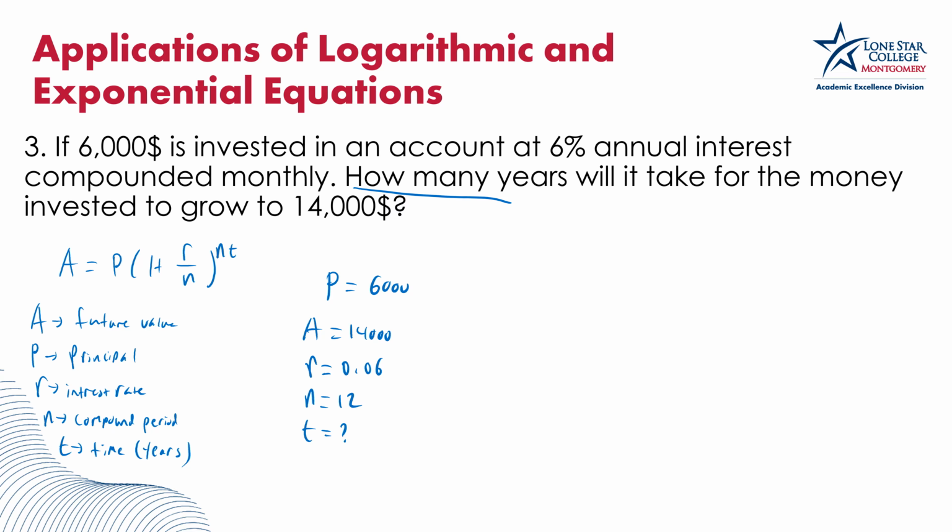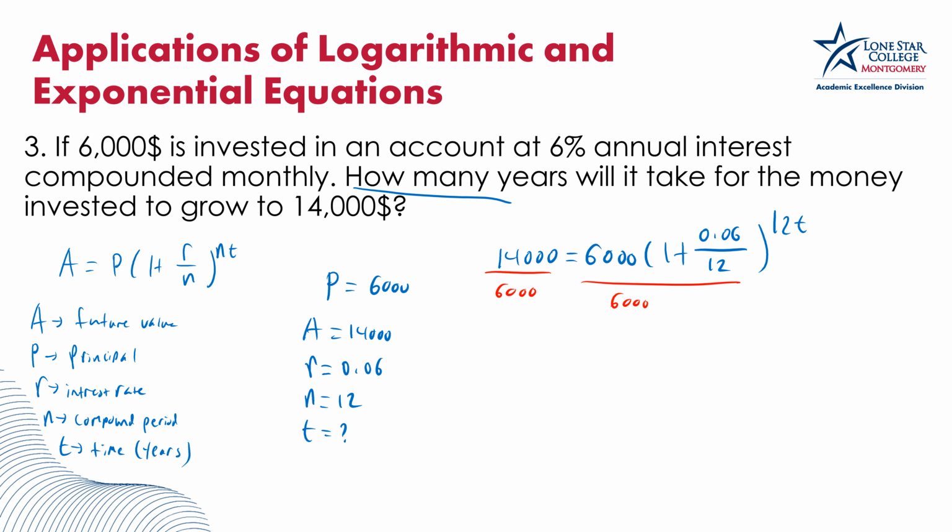So let's take everything we have and plug it into our future value formula. So we would have 14,000, which is our A, equals P, 6,000, times 1 plus R, so 0.06, divided by 12, our compound period, raised to the N times T, so it'd just be 12T. So let's try to solve, we're trying to solve for T. So first things first is let's get rid of that 6,000 in front of our parentheses. So let's divide both sides by 6,000. So we can use our calculator here.